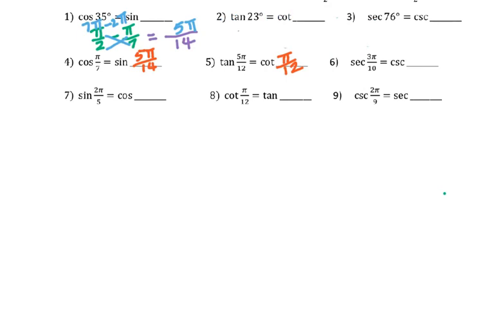For number 6, secant and cosecant, they are cofunction. Therefore, I do pi over 2 minus 3 pi over 10. We got 20 as denominator. Then cross multiply 10 pi minus 6 pi. So you get 4 pi. Then reduce, you get pi over 5. Therefore, pi over 5 will be the solution.